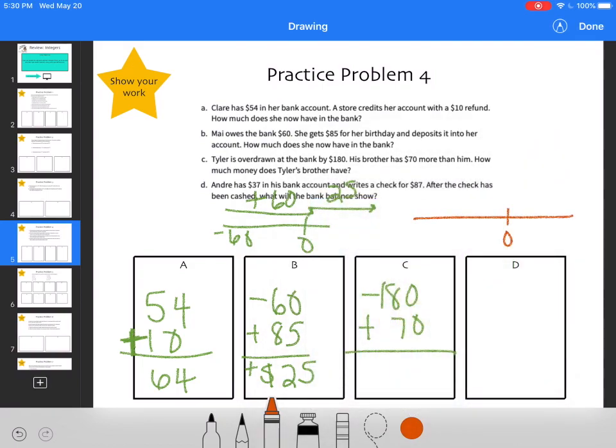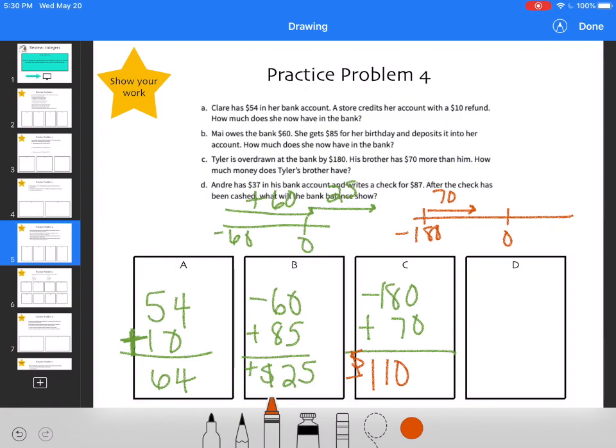So I'm overdrawn, so I'm at -180. And then I go forward $70. Well, that's going to leave me at 110, but it's going to be a negative. So how much money does Tyler's brother have? Negative $110.